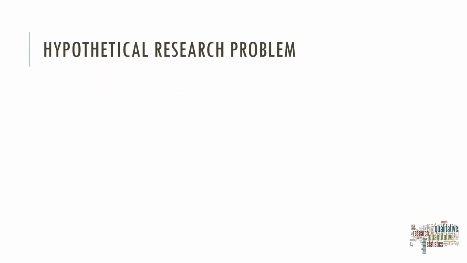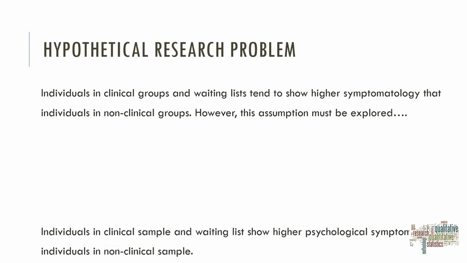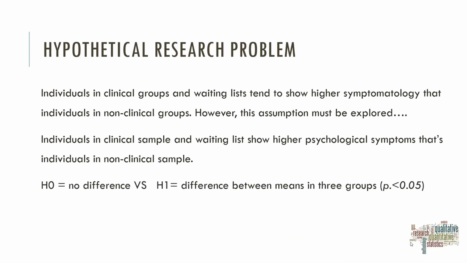Now let's look at our hypothetical research problem. Individuals in clinical groups and waiting lists tend to show higher symptomatology than individuals in non-clinical groups. However, this assumption must be explored. Now we can infer some apparent condition, such as individuals in the clinical sample and waiting list show higher psychological symptoms than individuals in the non-clinical sample. Our H0, our null hypothesis, is that there is no difference between these means, and our H1 hypothesis is that we should find a difference between the means in these three groups.